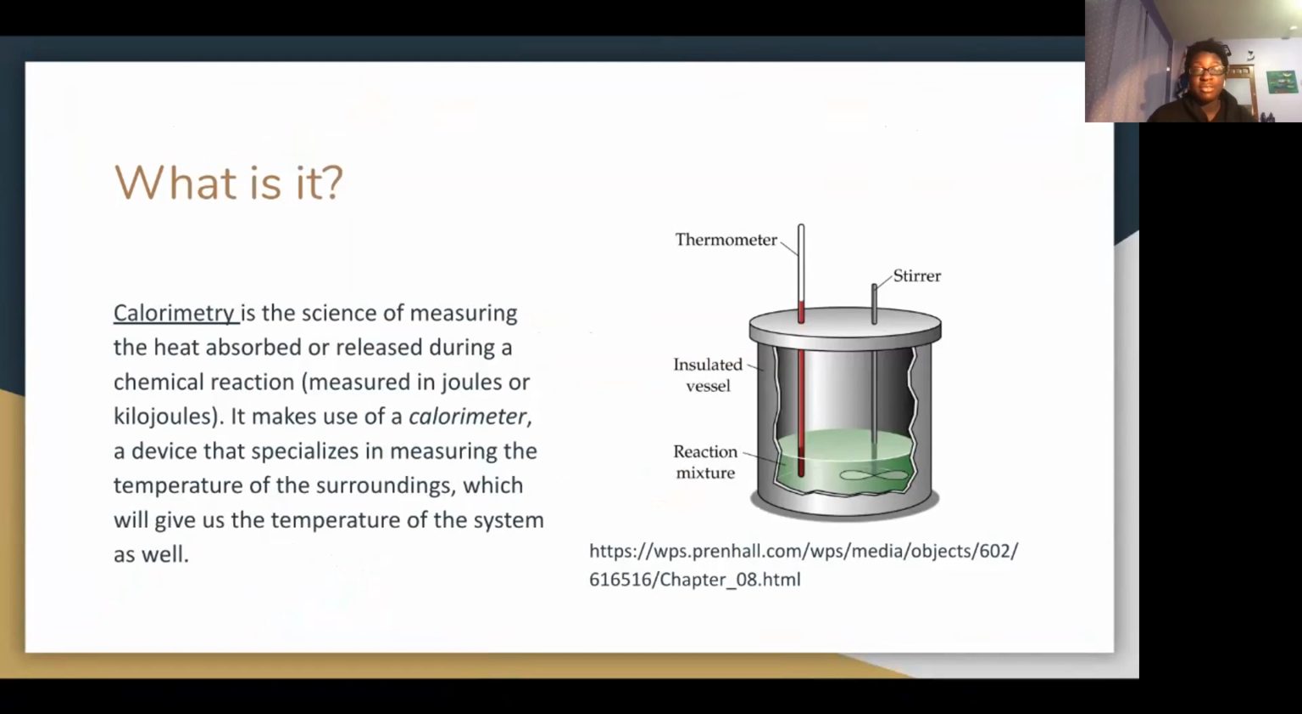Calorimetry is the science of measuring the heat absorbed or released during a chemical reaction. This number is usually measured in joules or kilojoules, depending on which is most appropriate. It makes use of a calorimeter, a device that specializes in measuring the temperature of the surroundings, which then allows us to figure out the temperature of the system and therefore the heat exchange between the surroundings and the system, something we'll get into a little bit later.